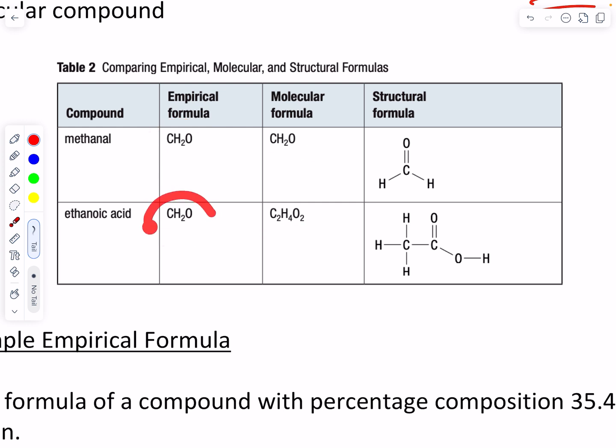The empirical formula represents the simplest whole number ratio between these two, but it's not the actual number of elements. The actual number of elements is 2 carbon, 4 hydrogen, and 2 oxygen. The empirical formula and the molecular formula are related. They have the same ratio, and you can get the empirical formula by dividing this molecular formula by 2.